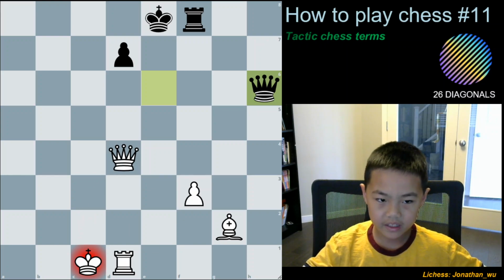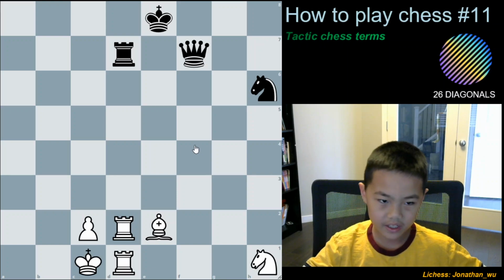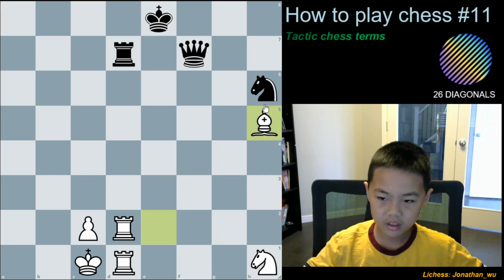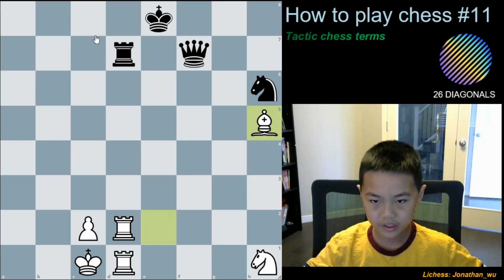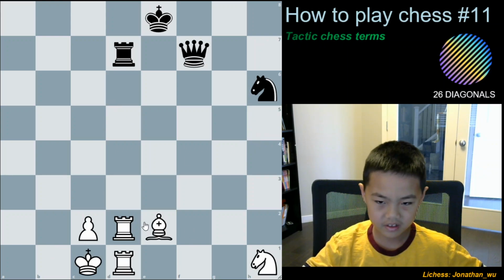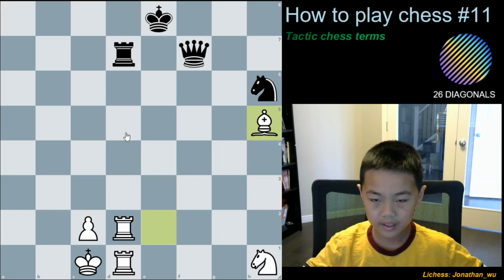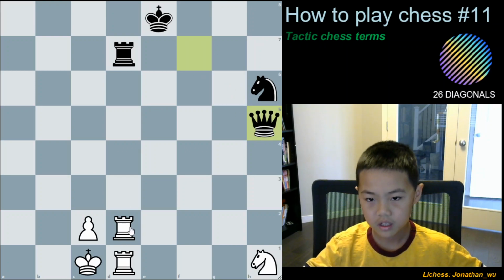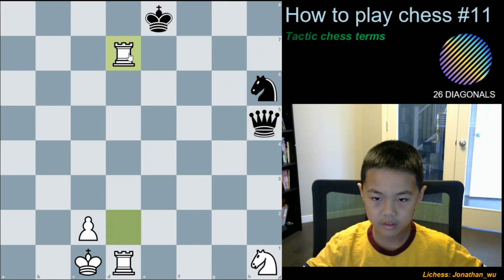So now the last one is called deflection, and it's kind of the same as the last one, which was overload. It is when you deflect a piece from its protection. In this case, you don't need to play that move. You could do something way better than that, but that's not the point of this example. It's just to show you that if the queen takes, now you take the rook, and now you lose the rook for a bishop, which is bad normally. But we'll talk about that in a later video.